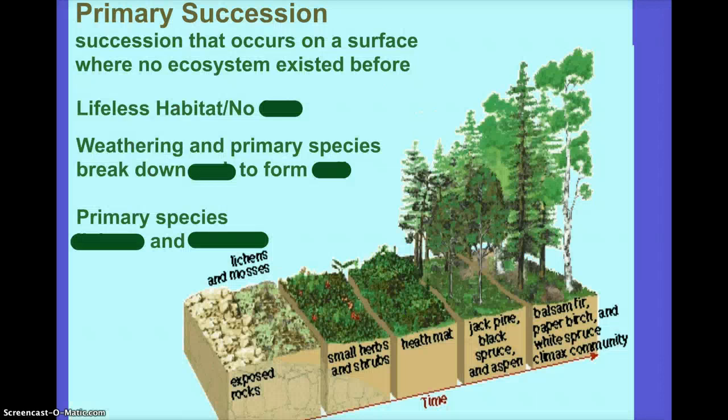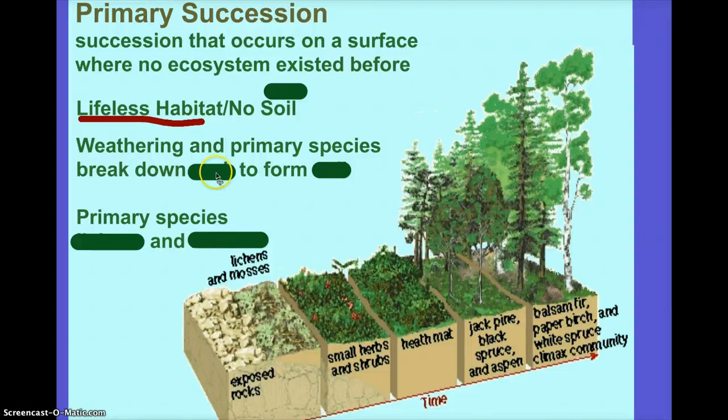Primary succession, lifeless habitat. Very rare, people. Very rare in today's world. Very rare. Because a lifeless habitat means there's no soil anywhere. I'm not talking about on your sidewalk and you're like, oh, there's no soil there, so succession can occur. Under the sidewalk, there's soil. What happens in between the cracks of the sidewalk? Weeds are growing because they're down there. They want to come out, right?